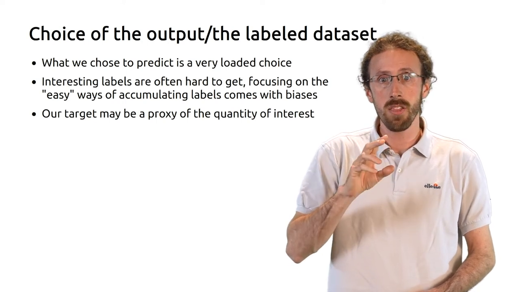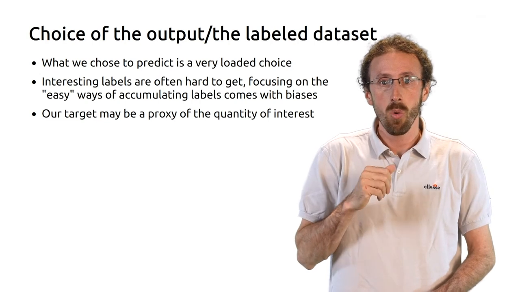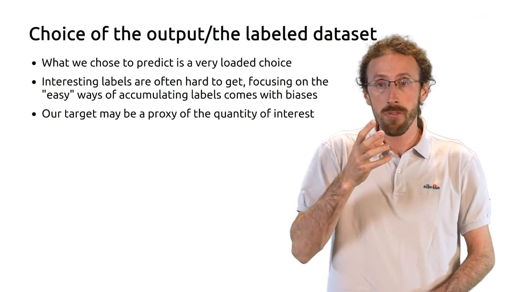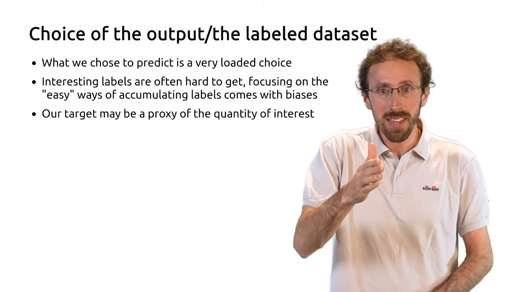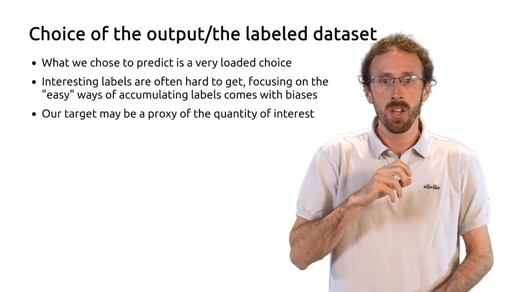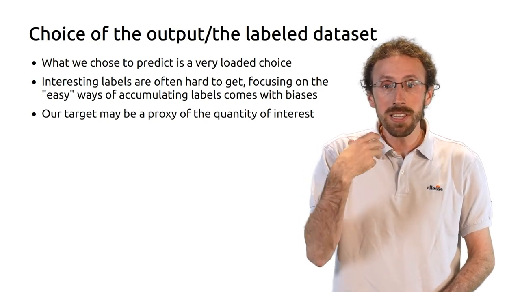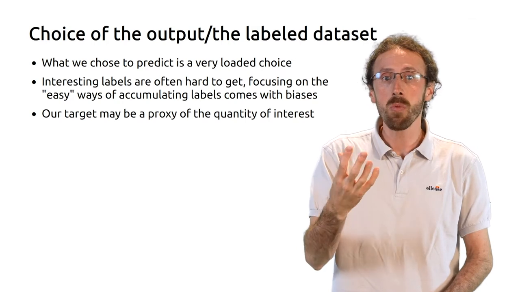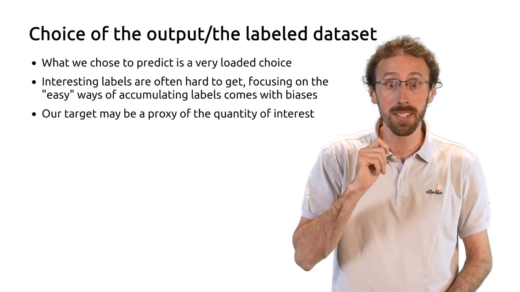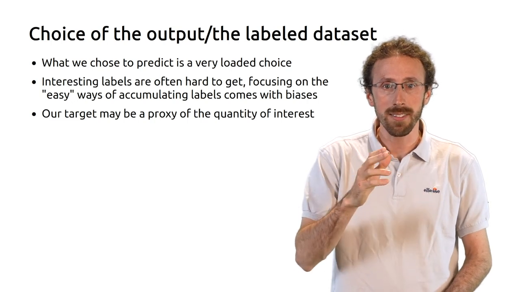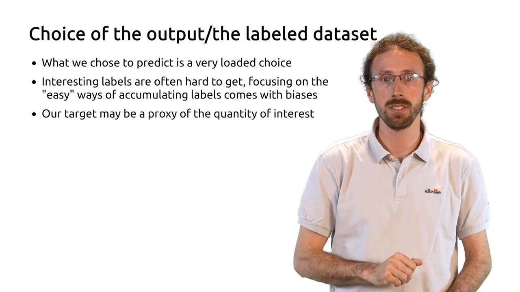We need to think about the choice of the output and the labeled data set. What we choose to predict is a very loaded choice, and we need to make this choice carefully. The interesting labels are often very hard to get, so we typically focus on easy ways of accumulating labels. However, these come with biases. Our target is often a proxy of the real quantity of interest.